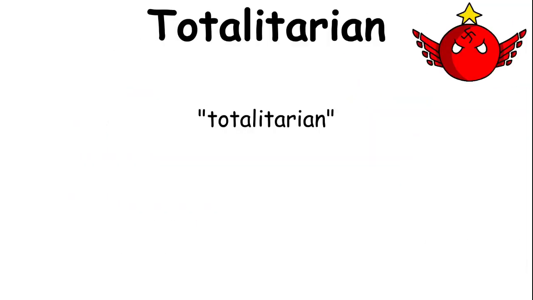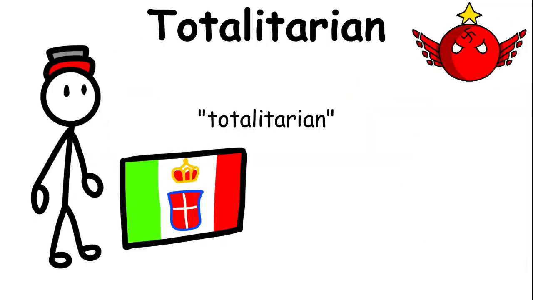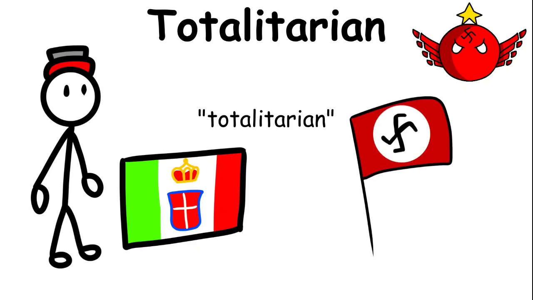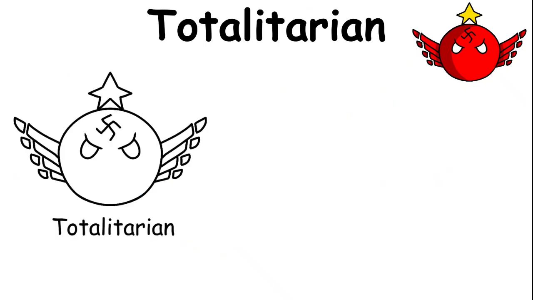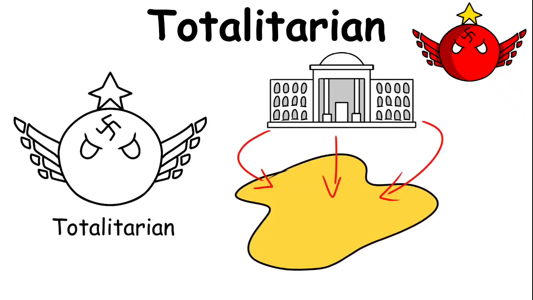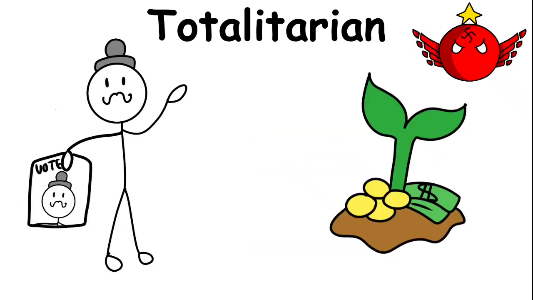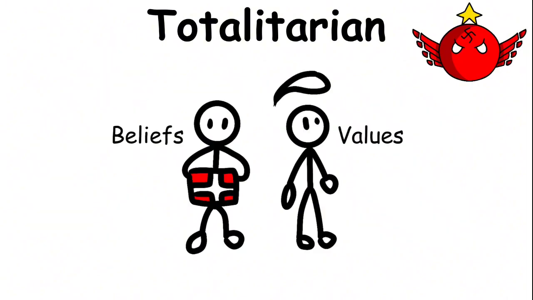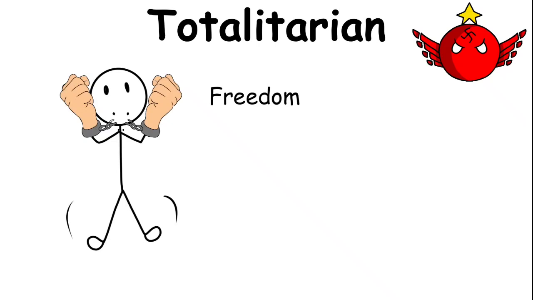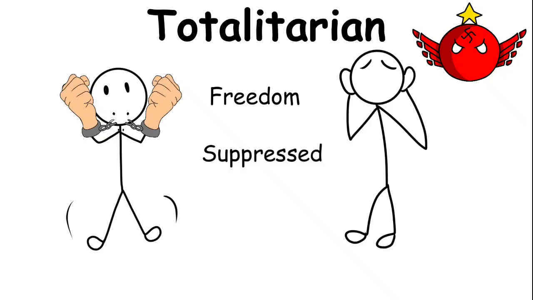Totalitarian. The term totalitarian was originally coined by Benito Mussolini, who led the fascist state of Italy during his reign from the 1920s to the 1940s. A totalitarian system of government is when the government seeks to control everything within the country. This does not only include the political and economic matters of the country, but also the beliefs and values of the citizens. Theoretically, the freedom of the citizens in a totalitarian regime is suppressed.